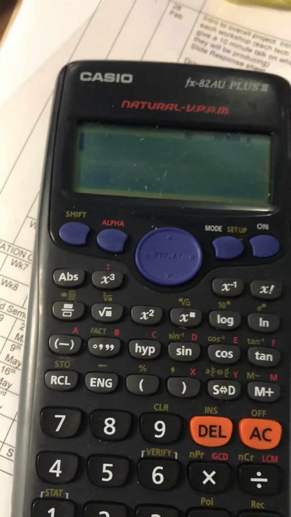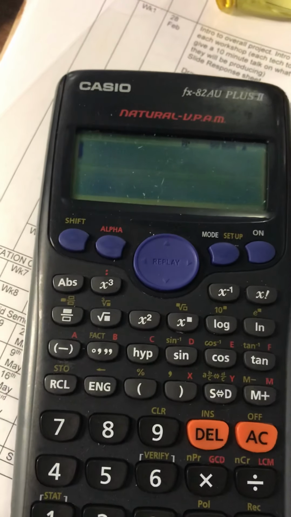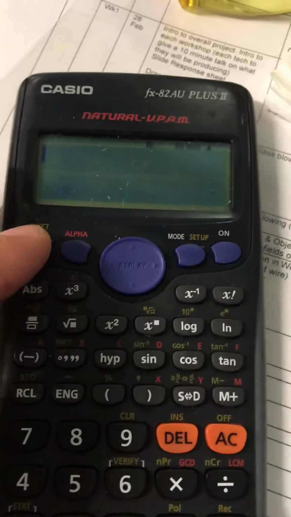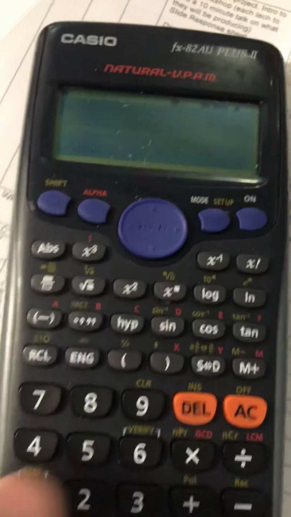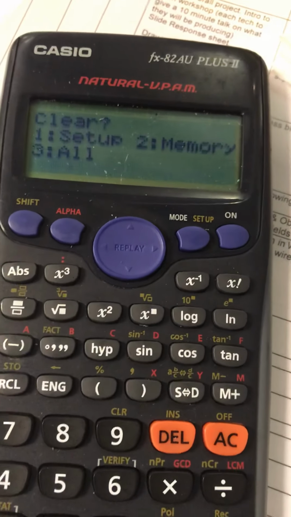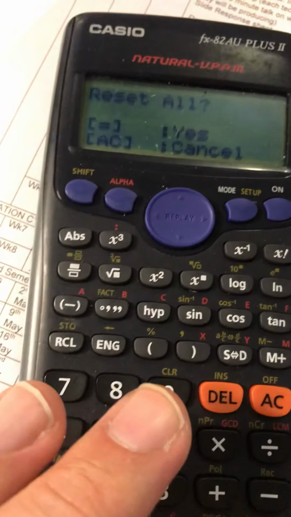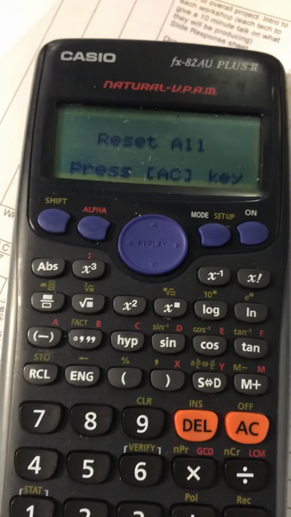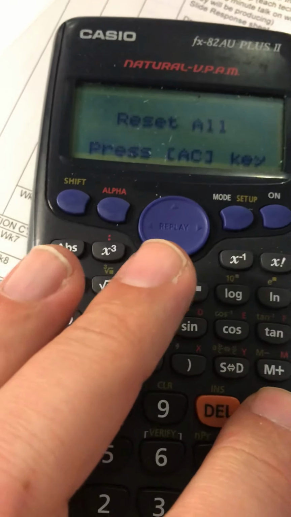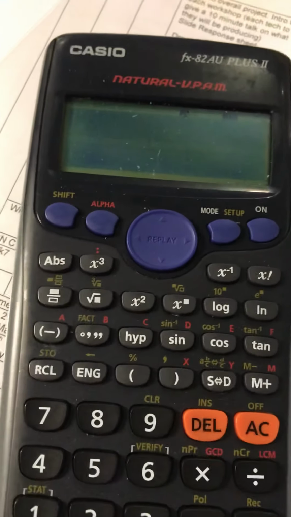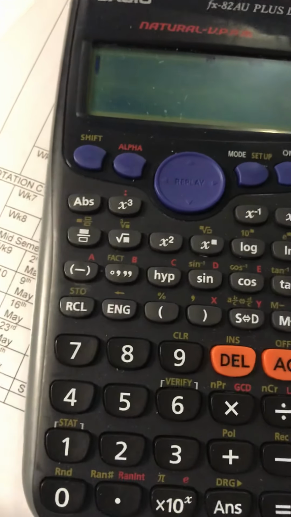So if you ever get lost in the calculator, it's not doing what you want it to do because it's in radians or something like that, you can push the shift key, and then hit 9 for clear. And then you can just hit 3 for all, and then you just go equals, because you're saying yes, and then you say reset all as all clear button. Boom, you're back to where you should be, starting in normal mode. Okay, so that's the first thing you can do.